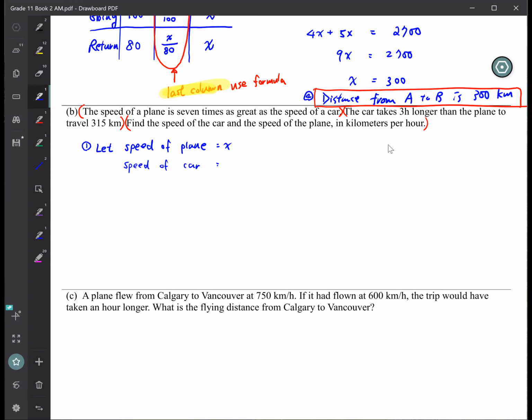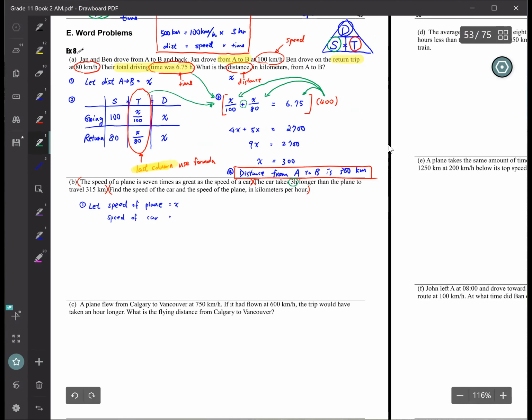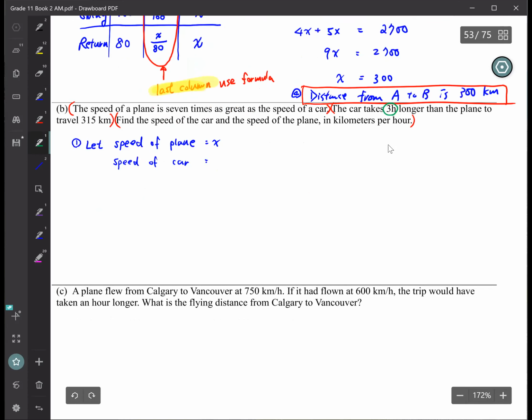If you know the plane's speed would be x plus 3. Why is it x plus 3? Because it takes 3 hours longer. Okay, so let's take a look. The 3 hours longer, right? Because there's always three things involved here: we have the speed, time, and distance. It's the 3 hours, Jason, longer.